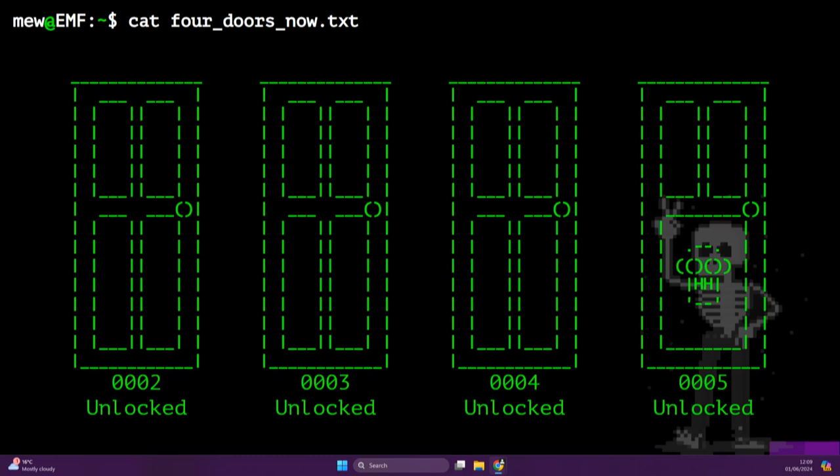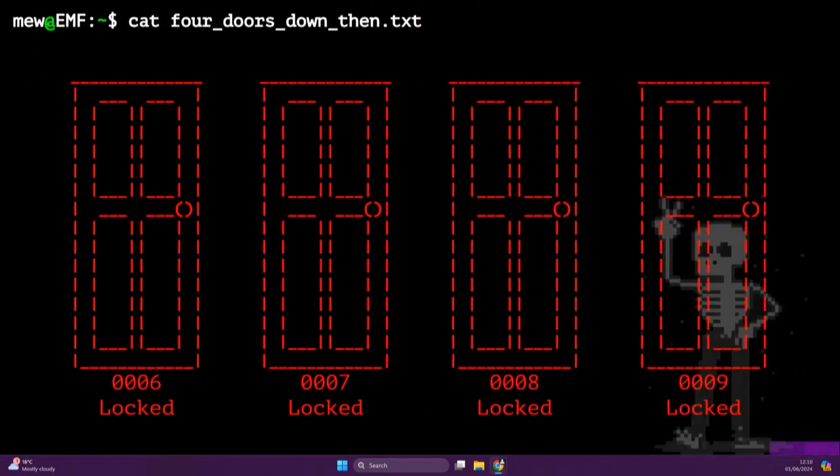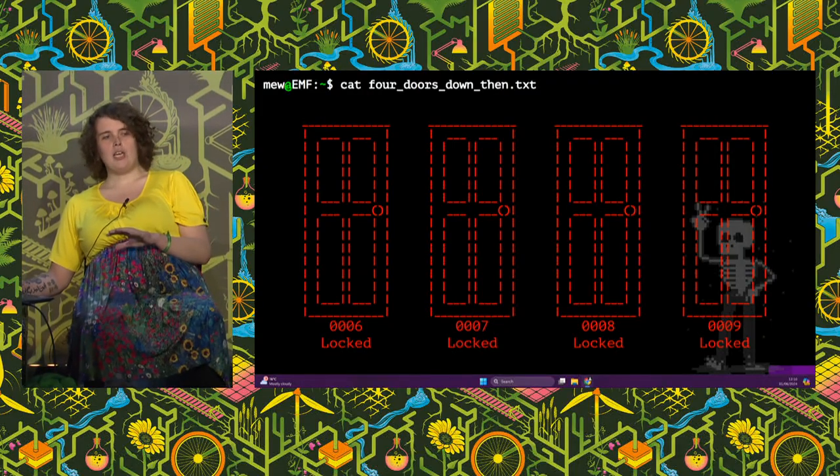This is what we call a privilege escalation attack. So if you had a card that could only get through one door, now you can get through more doors. Will this pattern continue, though, if we add another row? Interestingly, no. We weren't quite sure why that was, because it seemed like it should keep working.